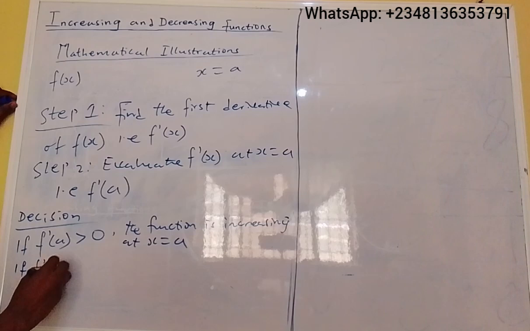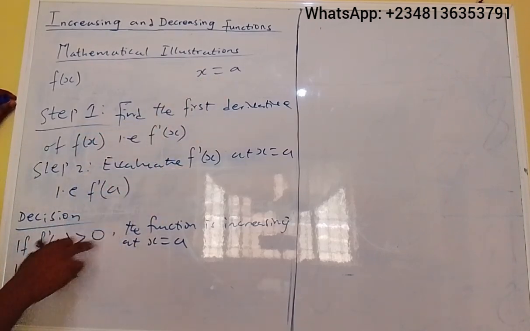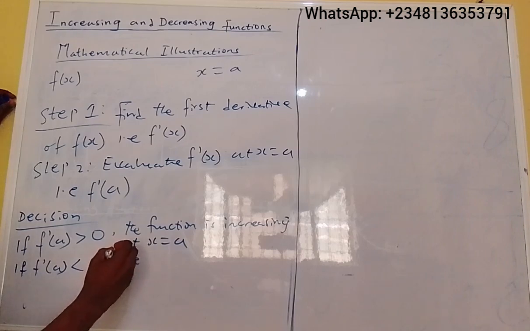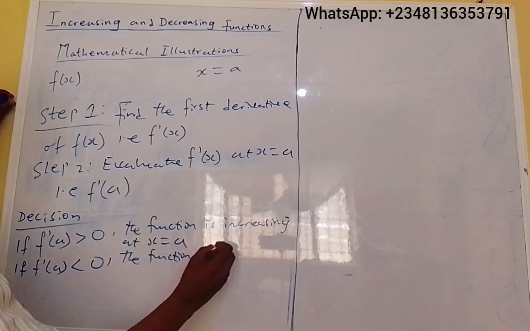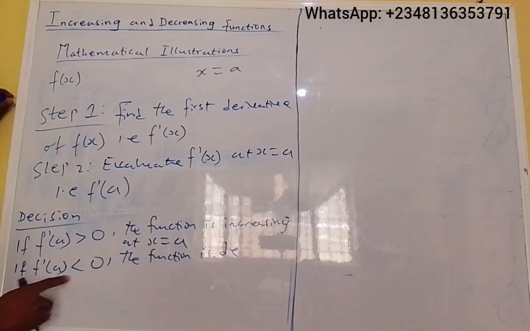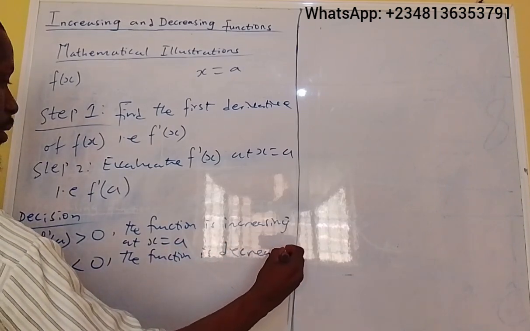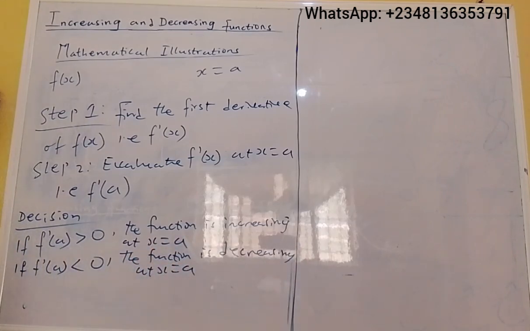If you evaluate f prime of x at x equals a, and it is negative, we say the function is decreasing. If you evaluate this and it's less than 0, that is negative, it is decreasing at point x equals a. This is 1, this is 2.